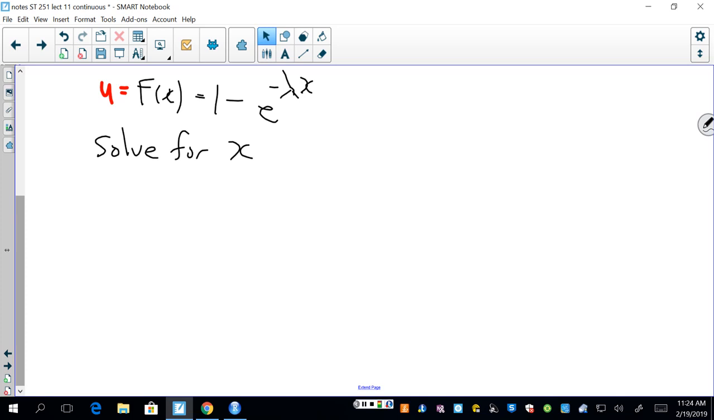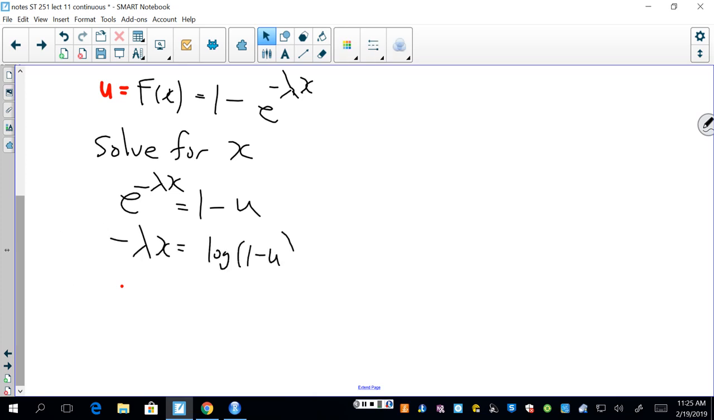So if u equals that, well, if you put the e to the negative lambda x on this side, add it to both sides, subtract u from both sides, you get 1 minus u over here. Then we're going to take natural logs. The natural log of this thing is just negative lambda x, and then log of 1 minus u. Then divide by negative lambda. So x is going to be 1 over negative lambda times the log of 1 minus u.